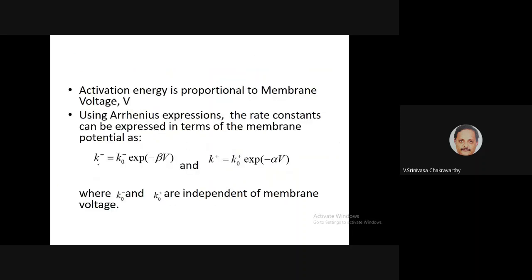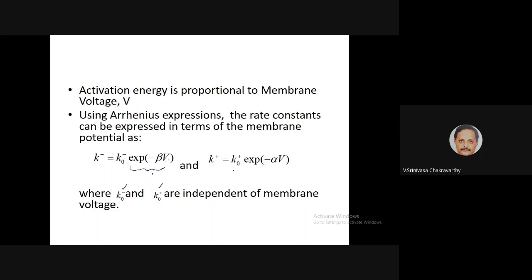So therefore, the rate constants K plus and K minus are given by these two formulae, similar to the same thing, but instead of activation energy, we're using voltage, because activation energy depends on voltage. So the first formula is K minus is equal to K naught minus times exponential minus beta V. Beta again is a constant. Similarly, K plus is equal to K naught plus times exponential of minus alpha V. So K naught plus and K naught minus are constants, independent of membrane voltage. The voltage dependence has now come through this expression. This is a key secret.